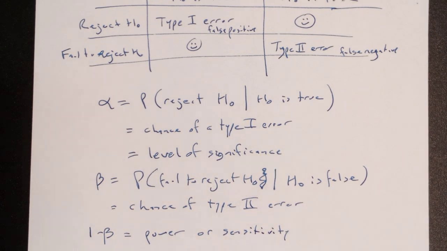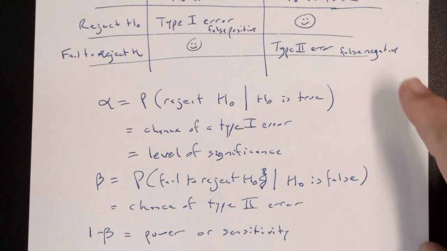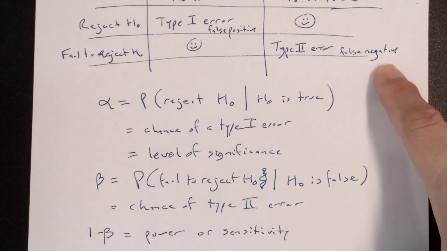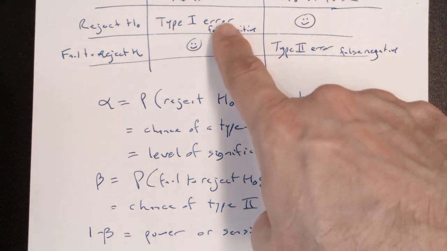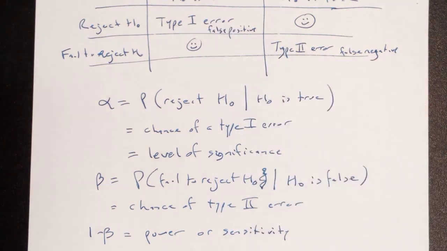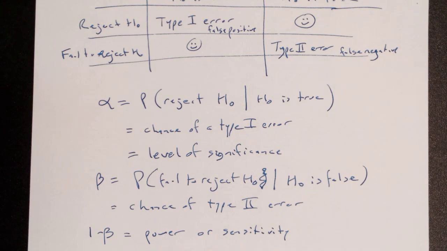A more powerful test means a smaller chance of a type 2 error. Yes? More power, less beta. But that means there's less here. There's almost always more here. There's a trade-off between alpha and beta.